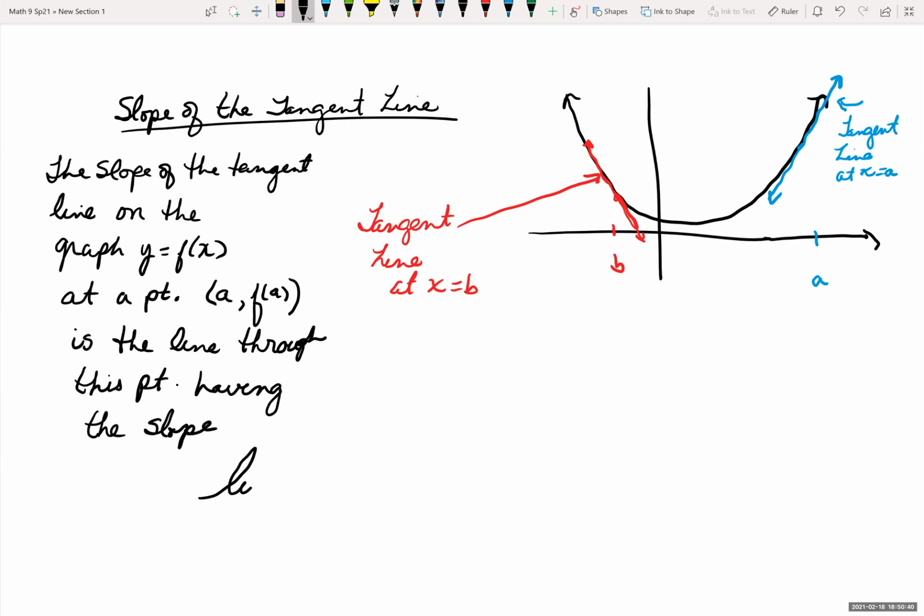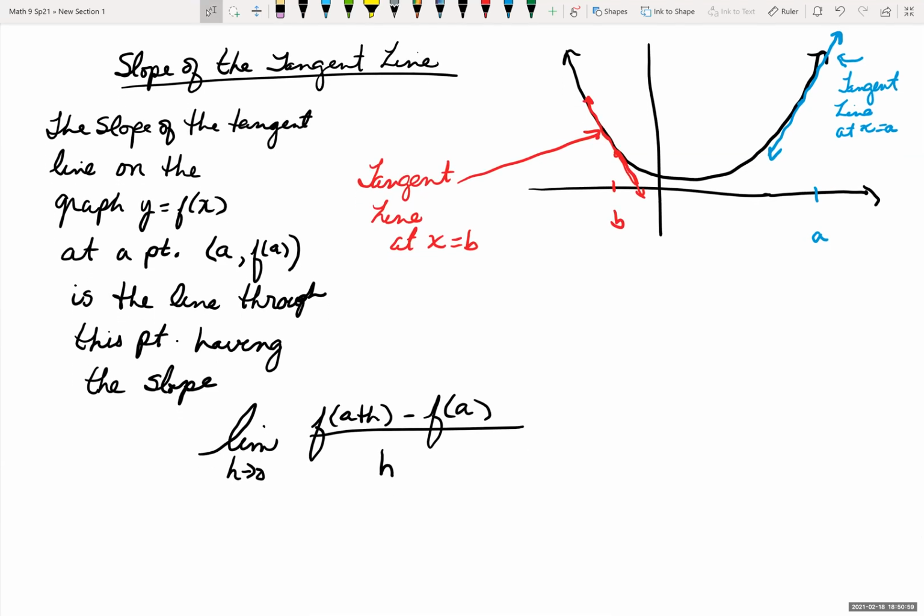the limit as h approaches 0 of f of a plus h minus f of a, all over h. Okay, so we have to put on a little stipulation here, provided that the limit exists. So provided the limit exists. All right.